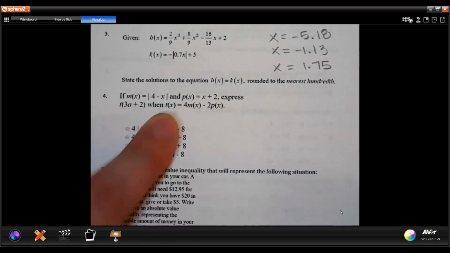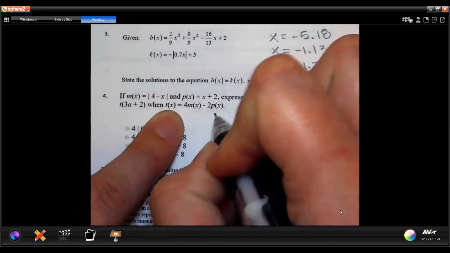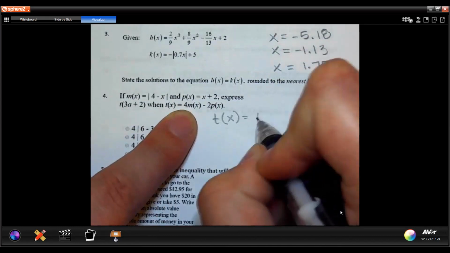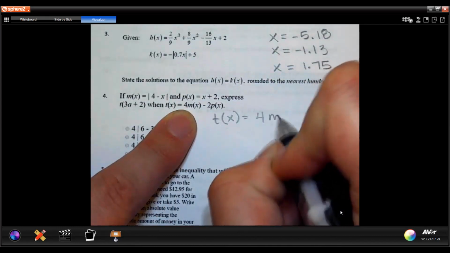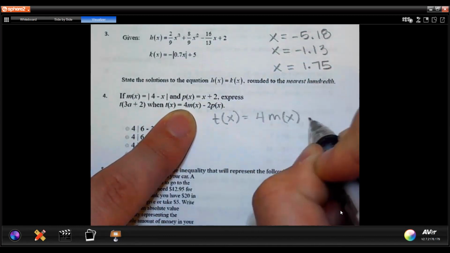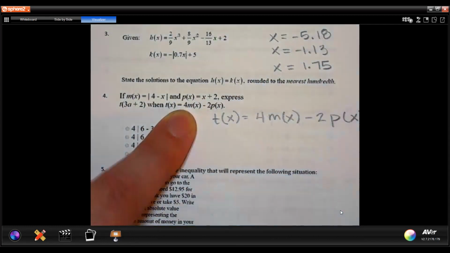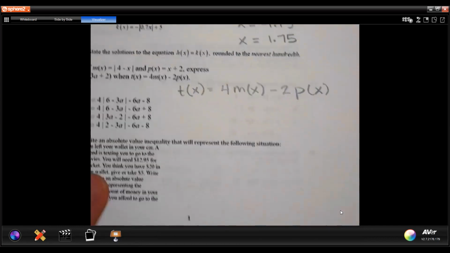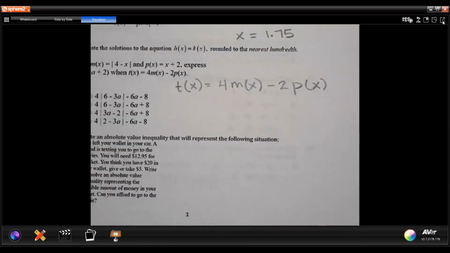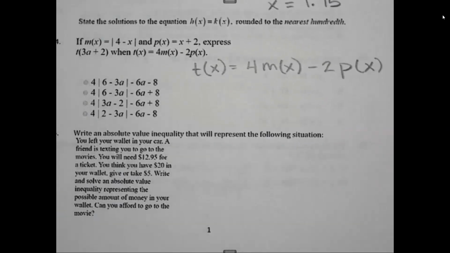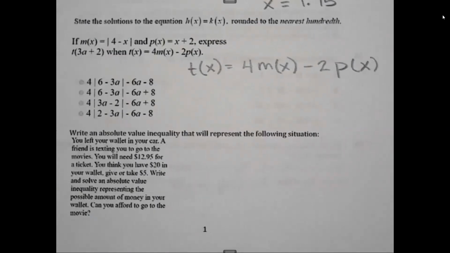Okay, so t of x, let's go ahead and write this. We've got t of x equals 4 times m of x minus 2 times p of x. So we do have to know a little bit of math when we do this. Let me make this a little bit bigger. We do have to know a little bit of math to do this, but then we can let Desmos do the rest of it for us. We don't have to simplify all of it ourselves because Desmos can do that.